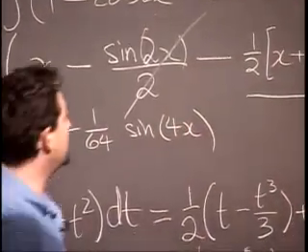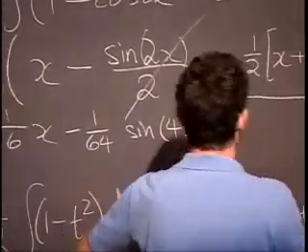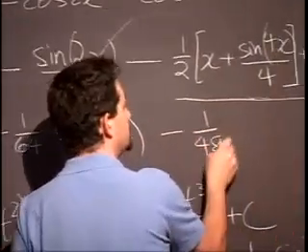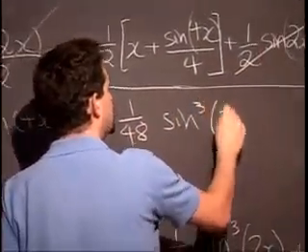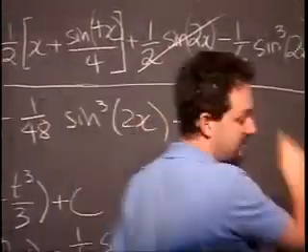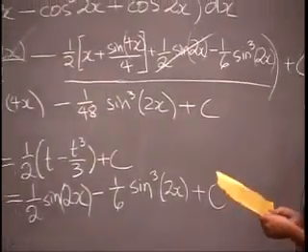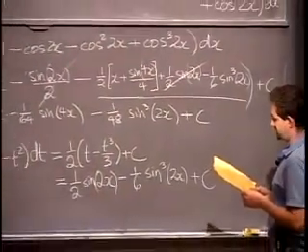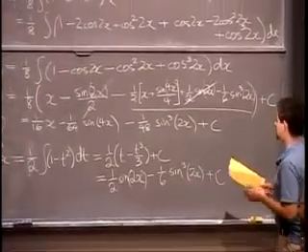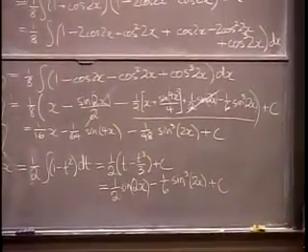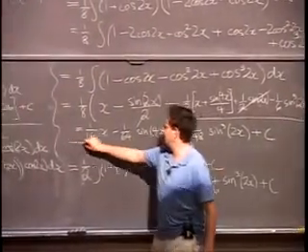And we'll also have 8 times 6 is 48. It's possible I've made a mistake. Maybe I wrote down for myself what the answer was to check it. X over 16 minus a 64th sine 4x. How about that? I seem to have gotten it right. So this is actually the final answer.